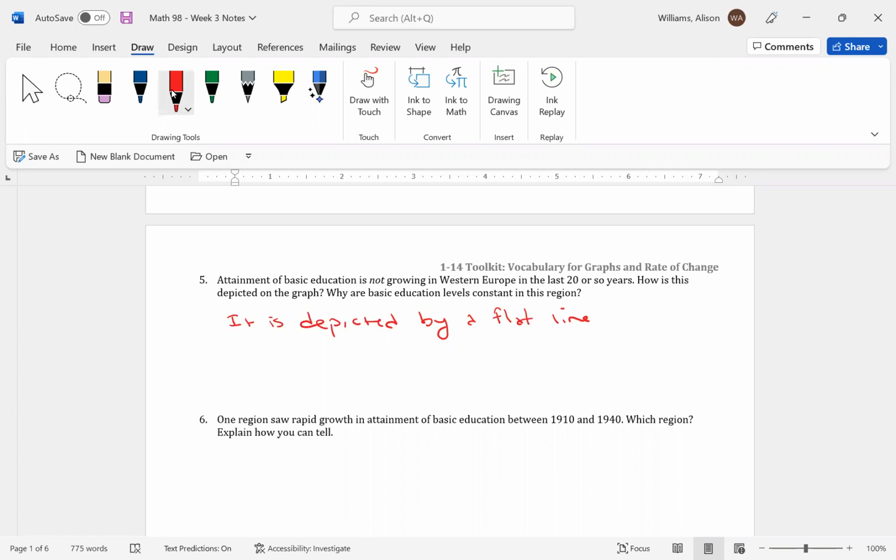And then why is it constant? Well, that's because it's constant since it reached the maximum. It's constant since it appears that 100% has been obtained and kept.